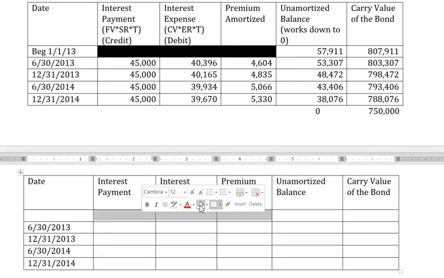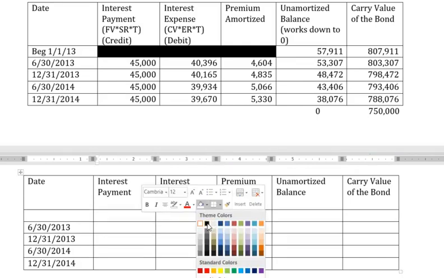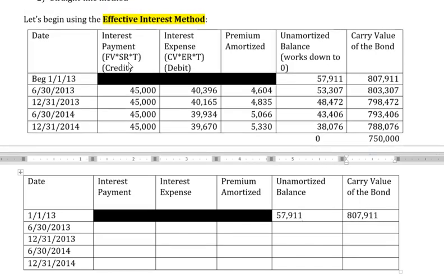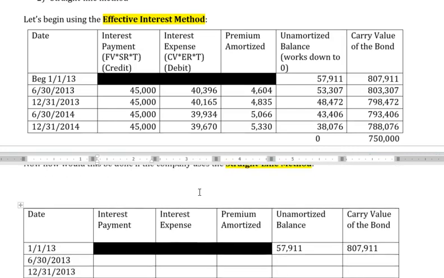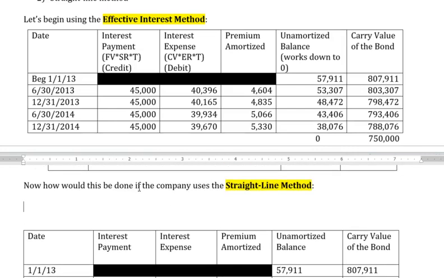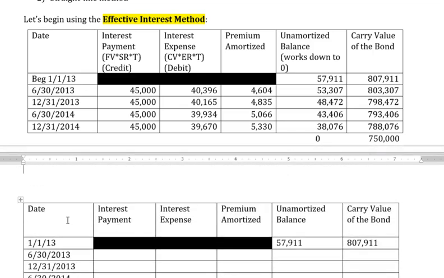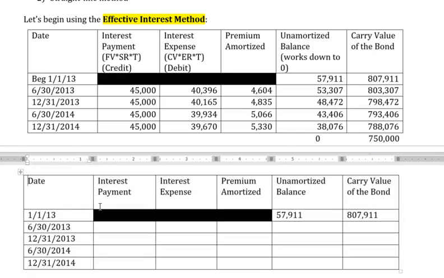So again, let me hide these cells because you don't want to put anything in them for sure. So January 1st of 13, where do we start? Well, if you want to go ahead and put your balance in, you can. And then 807,911. It's the same starting point whether you do the effective interest method or the straight line method. Okay? Let me fix my formatting just a little bit so we can see. Sometimes me and Word do not get along very well.